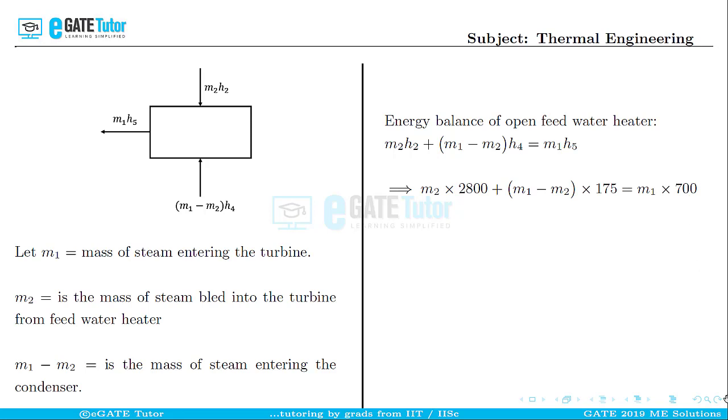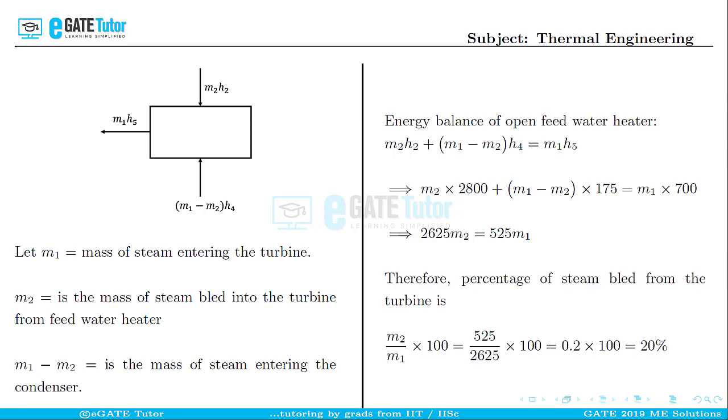So when we substitute the corresponding specific enthalpies from the table, this equation turns out to be 2625 M2 minus 525 M1. So we need to calculate the percentage of steam bled from the turbine, that is M2 by M1 into 100. So from this equation we can write M2 by M1 is equal to 525 by 2625 into 100. Simplifying that will give us 20%.